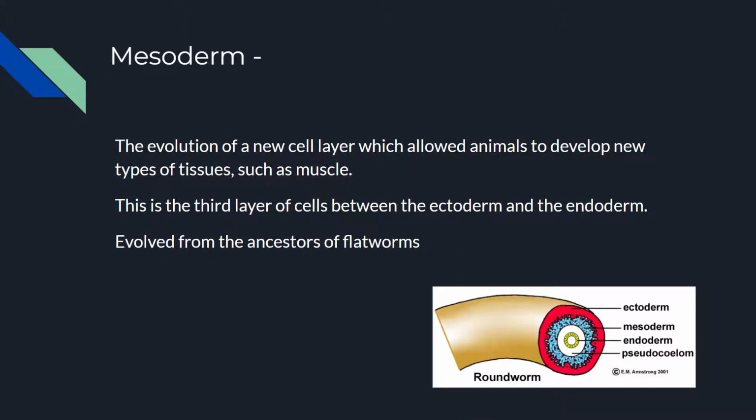Now we have the mesoderm, which is the evolution of a new cell layer, which would allow animals to develop new types of tissues and develop muscle. This third layer of cells is between the ectoderm and the endoderm, and it evolved from the ancestors of flatworms. And you see in this picture down below, it's right in between.